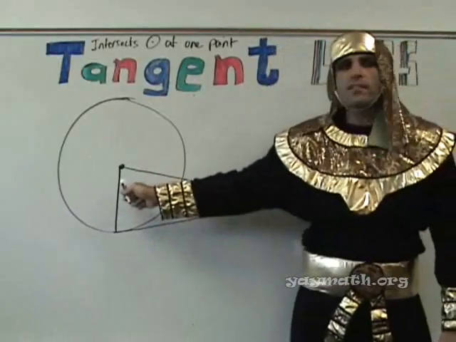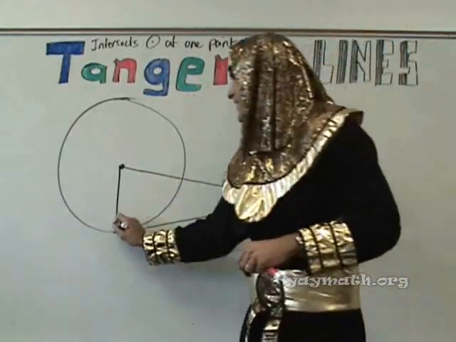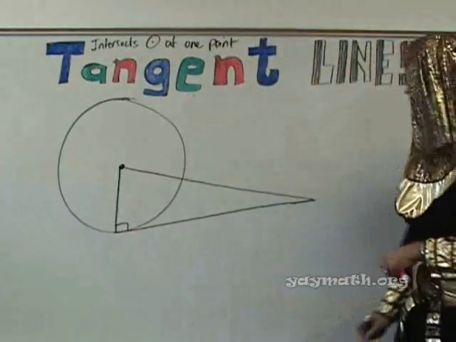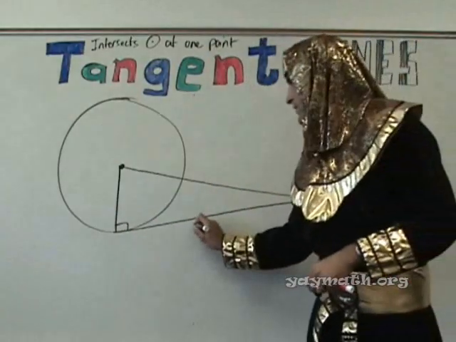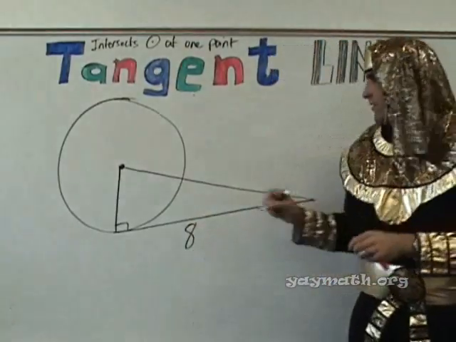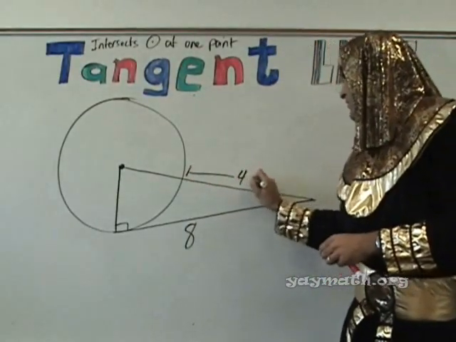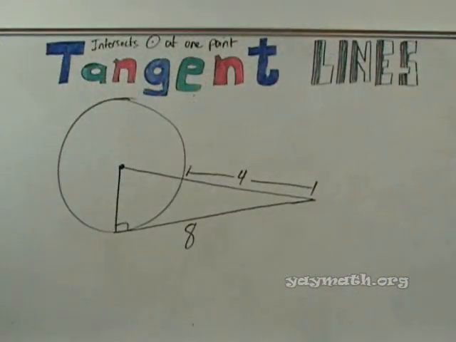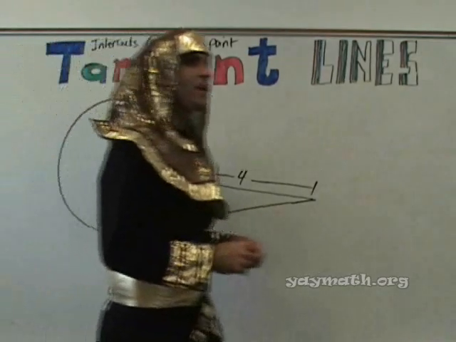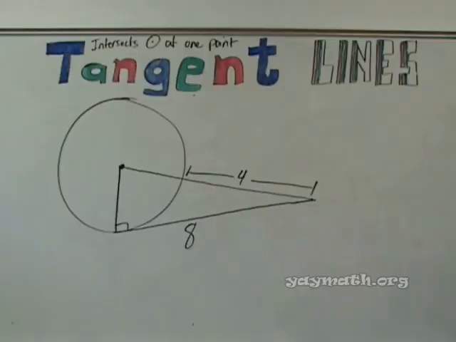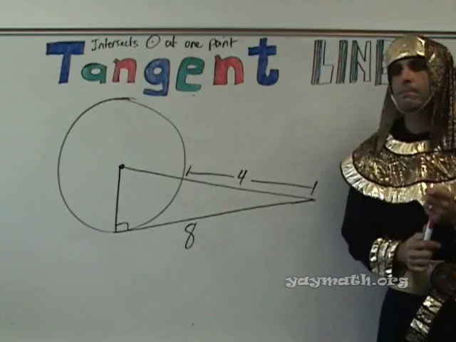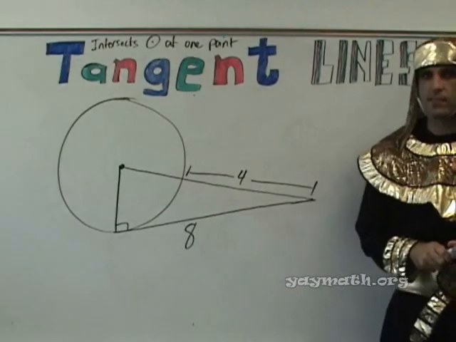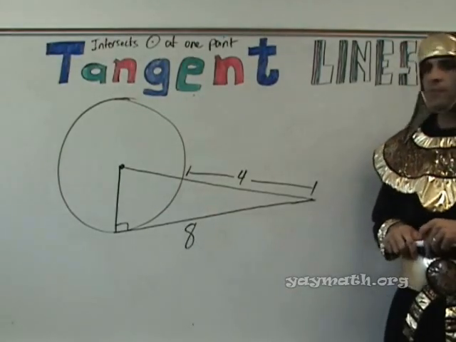Tangent lines are always what with the radius? Perpendicular. Good energy. 8, 4. And what's the problem going to ask us for? What the radius is. Okay? You will still need Pythagoras. So we're asking what the radius is.